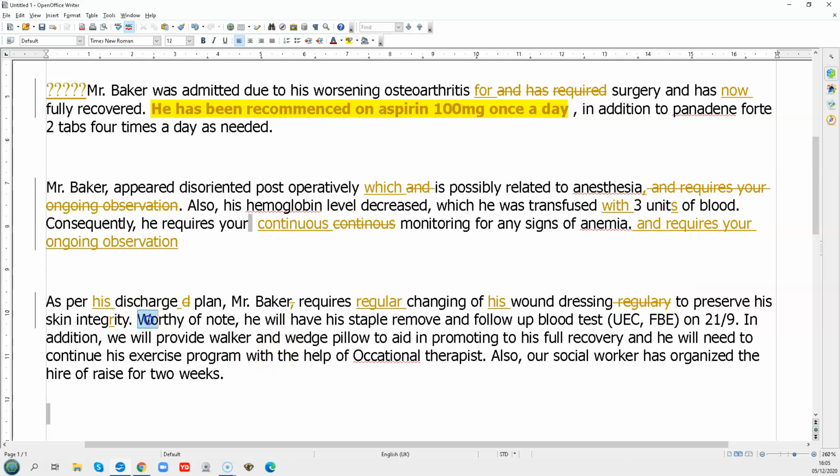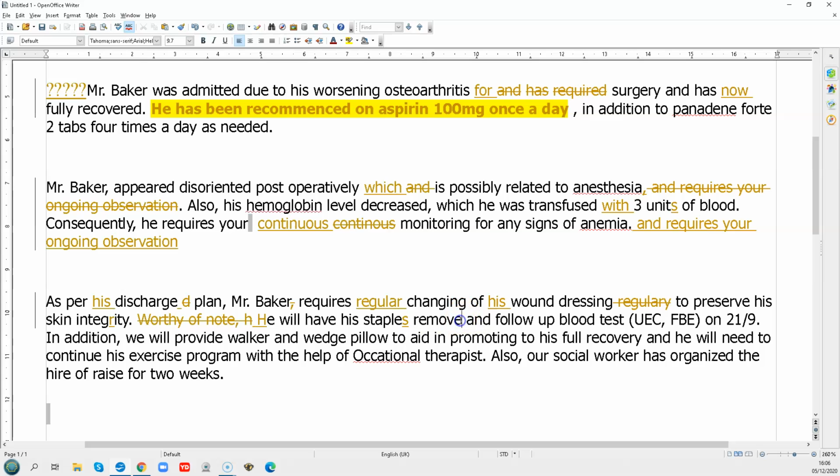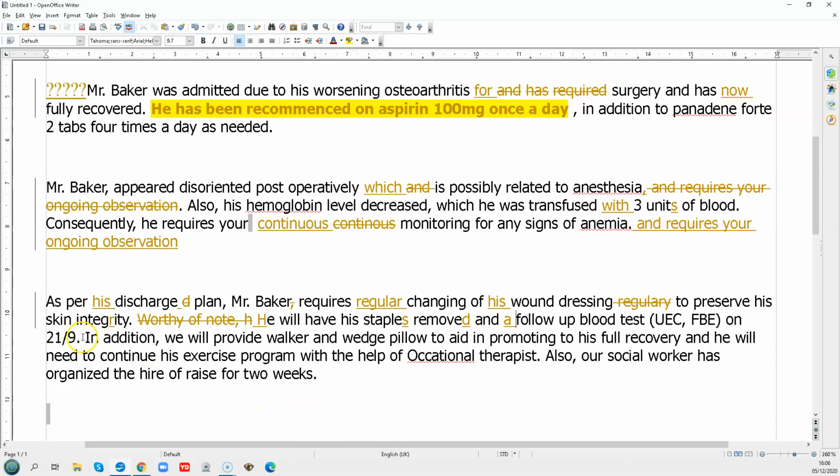Now, worthy of note what? Which means what? Why is it noteworthy? You could put please note, or you could simply say, he will have, let's put this here. He will have his staple, only one. Presumably he has more than one. Staples removed, and because it can be counted, follow-up blood test on the 27th of the 21st of the 9th.